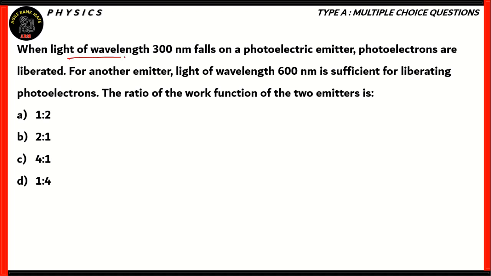When light of wavelength 300 nanometers falls on a photoelectric emitter, photoelectrons are liberated. For another emitter, light of wavelength 600 nanometers is sufficient for liberating photoelectrons. We need to find the ratio of the work function of the 2 emitters. Now, in case you don't know already, light with shorter wavelength has more energy. So that's how photoelectrons are emitted. So we need to find out the ratio of the work function of the 2 emitters.